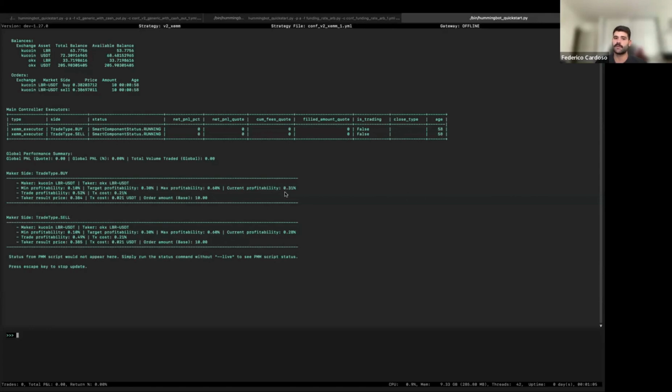That's why the current profitability is 0.31. And then we have the taker result price, that is the price that we should have in OKX if we sell market, and this is the one if we buy market. Remember that it's arbitrage. So if we buy in one exchange, we have to sell in the other exchange.